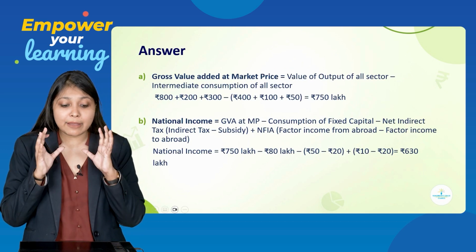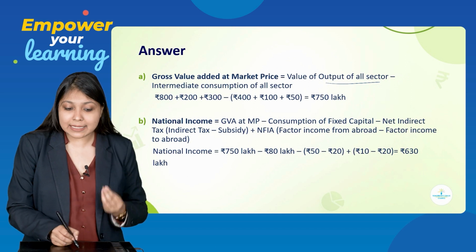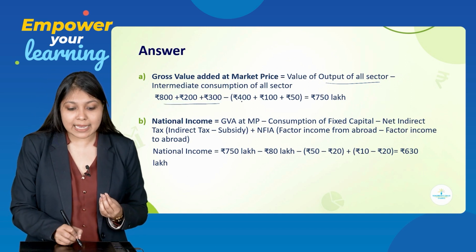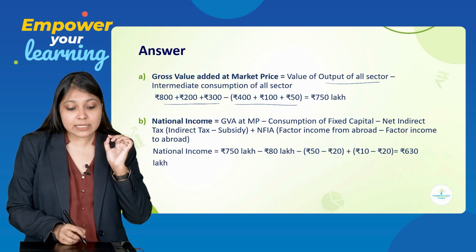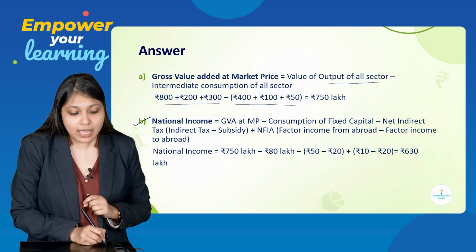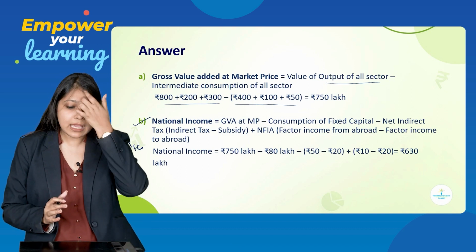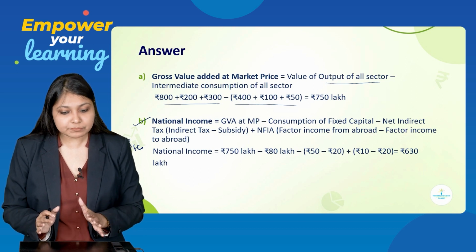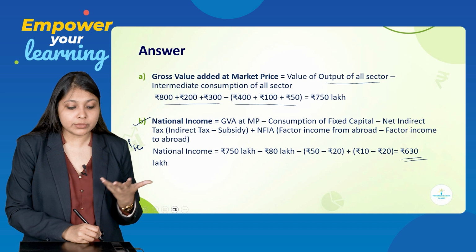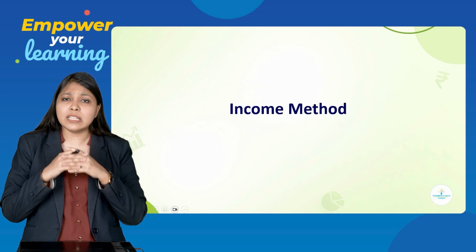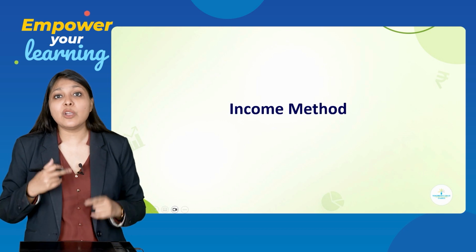So see, this is how you have to write your proper solution. A, GVMP is value of output for all the sectors minus intermediate consumption of all the sectors. So we took the values, we did the subtraction and we got the value of GVMP as 750 lakhs. Next we had to find out national income, that is nothing but your NNP at FC. With the help of GDPMP you can very easily find out NNP at FC. That is what we did. And after doing all of these things, we get the value of NNPFC. I hope these sums are very easy for all of us because there is nothing much to do. Maximum data has already been provided in the question. It's just that we should know the formula as well as the alternative names of things.